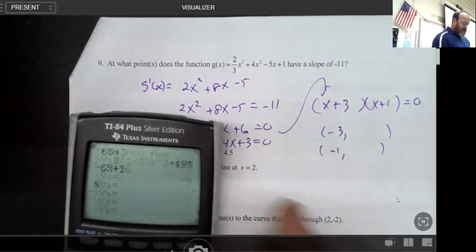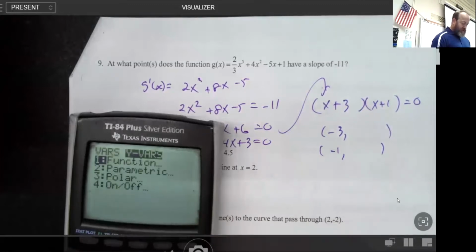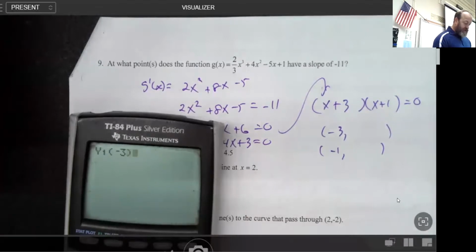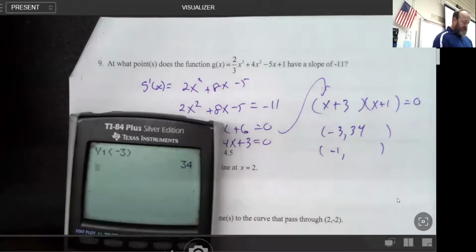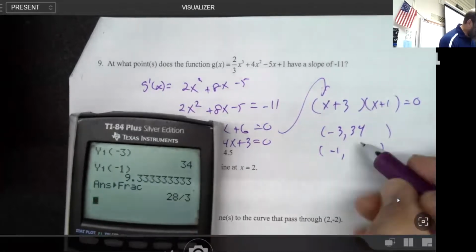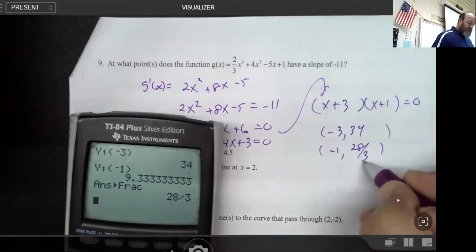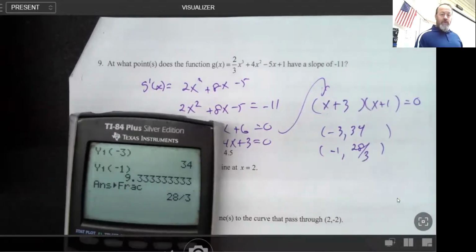And as we have done a lot, let's do vars, y vars. Let's let the calculator evaluate that at -3. And I found out that that was the value 34. And last, if we evaluate that at -1, that's going to be obviously a fraction. So we're going to have 28/3 was my secondary value. And that gives me those two points that have a slope of -11.